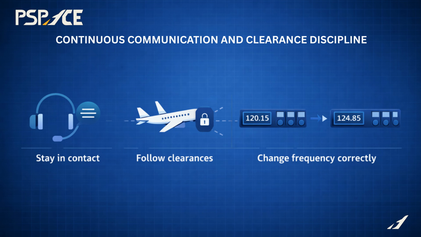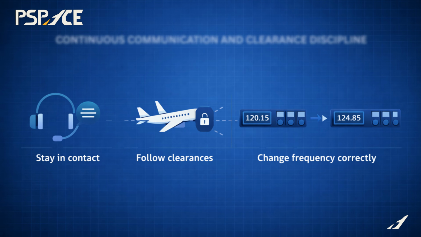Operationally, the point is simple: when communication becomes casual, the common operating picture between the cockpit and ATS begins to break down, and once that picture weakens, separation and traffic predictability weaken with it.